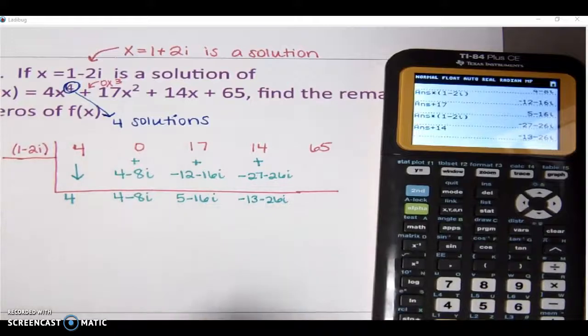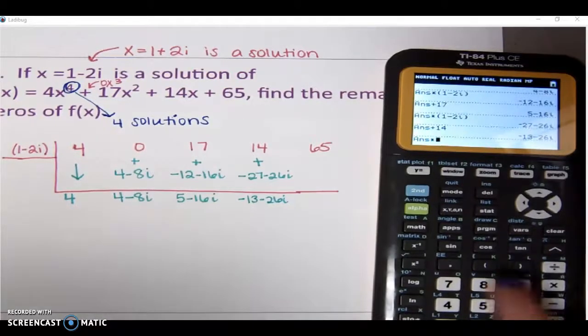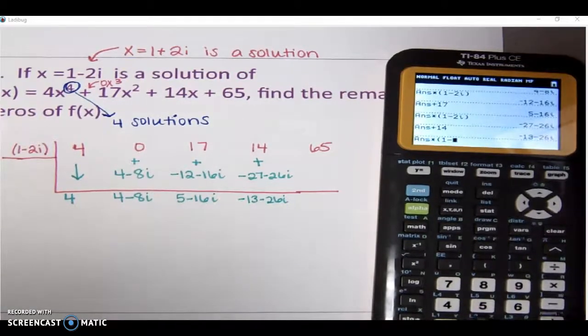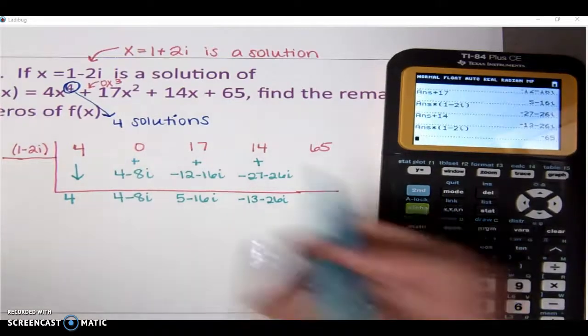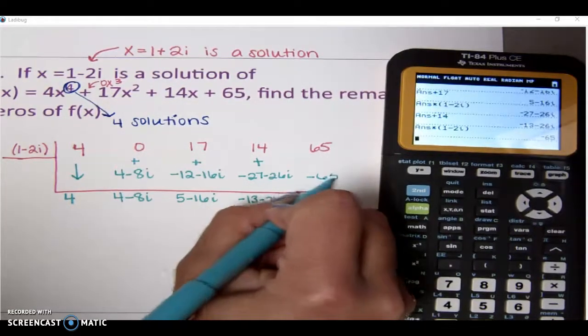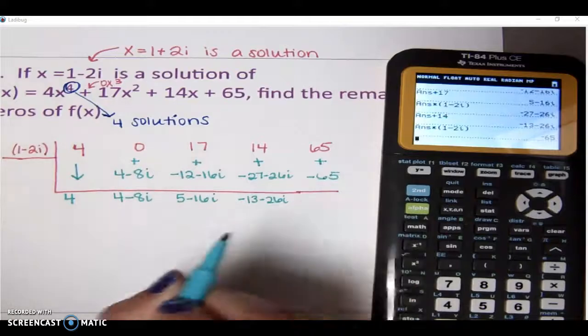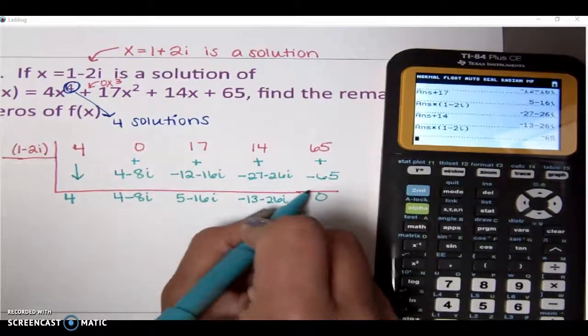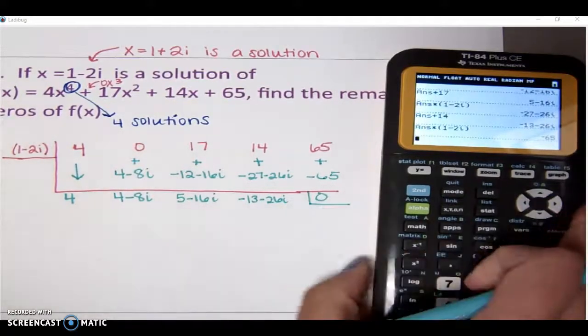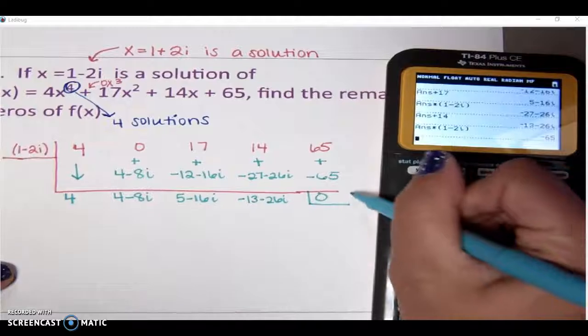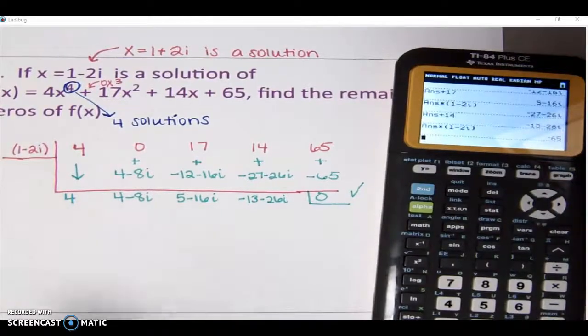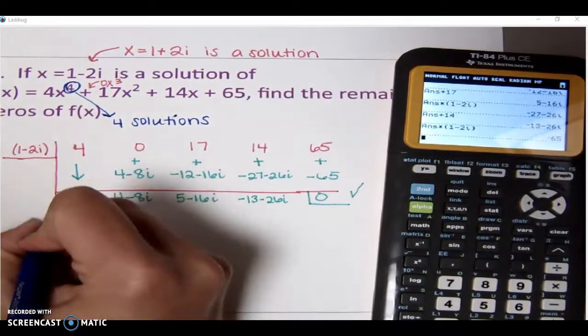So far this looks really confusing, but just wait. So now I'm going to multiply by parentheses 1 minus 2i. Haha, that gives me negative 65 here. Well, now look, 65 plus negative 65 will give me 0. So we know we did all that right, okay? We already knew it was a solution, so it had to be 0, but it's just the work to get there. All right.